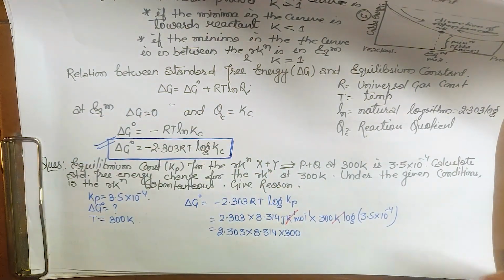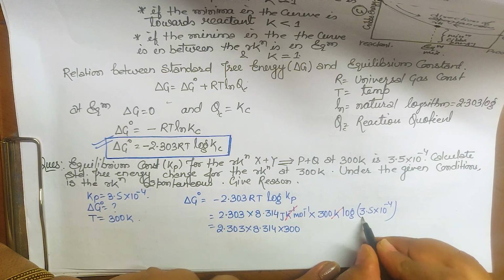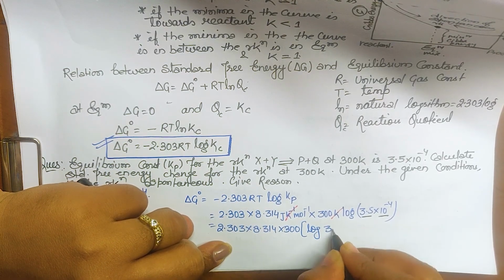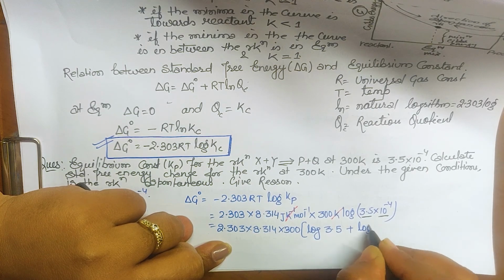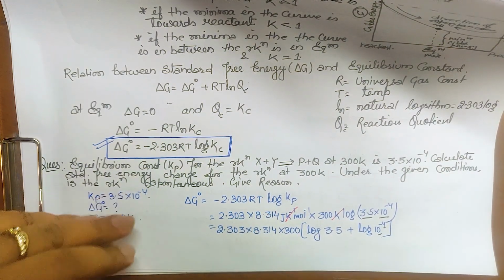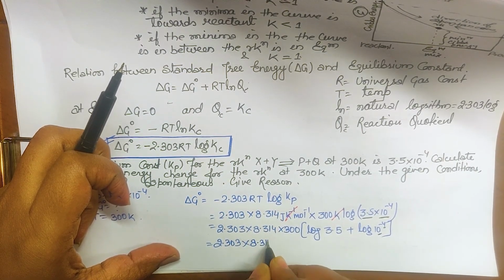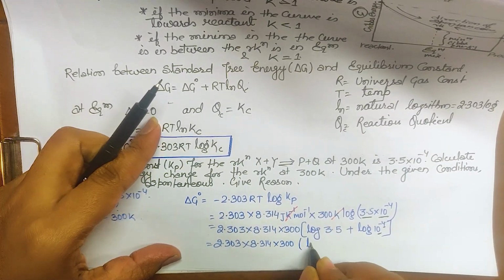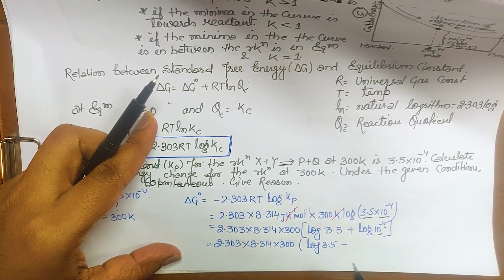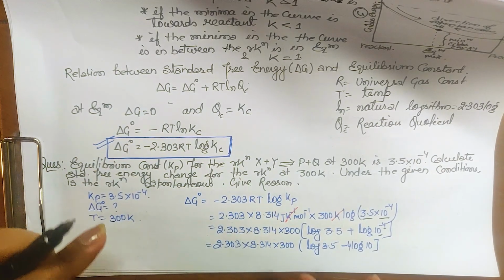For the log, you might have watched that video on how to find the log and antilog. In that, it is log of m into n, isn't it? So can I write log m plus log n? Yes. And this is log m power n. So what next will I write? 2.303 into 8.314 into 300, and this is log 3.5, minus 4 log 10, and the value of log 10 is 1.